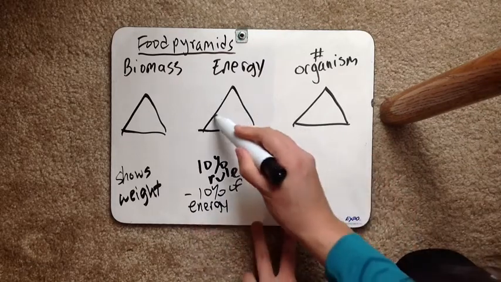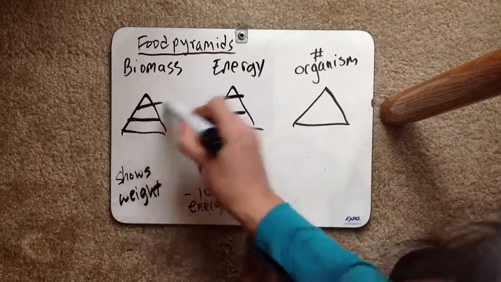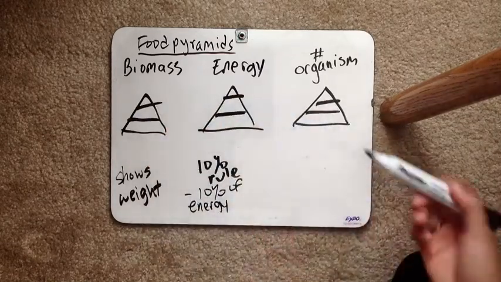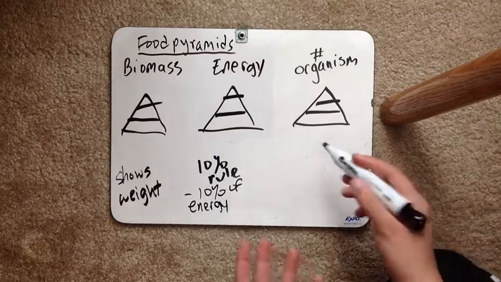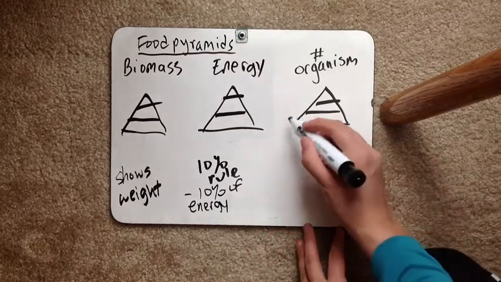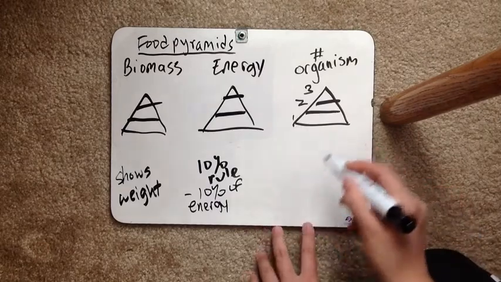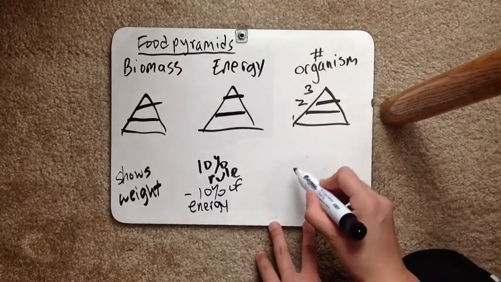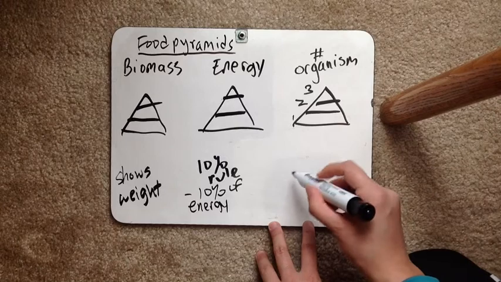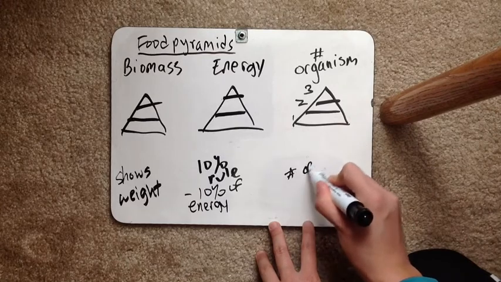So there are things called trophic levels, and a trophic level is each succeeding arrow. You can think of it as your first, second, and tertiary level, 1, 2, 3, as you're moving up. And lastly, the number of organisms just shows you the relationship between the number of producers to consumers.